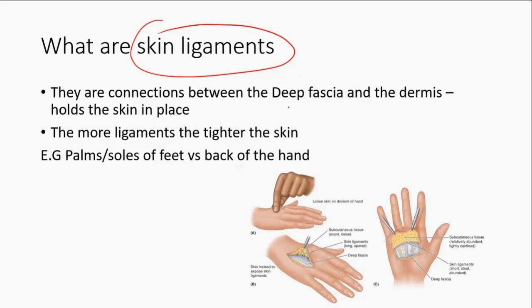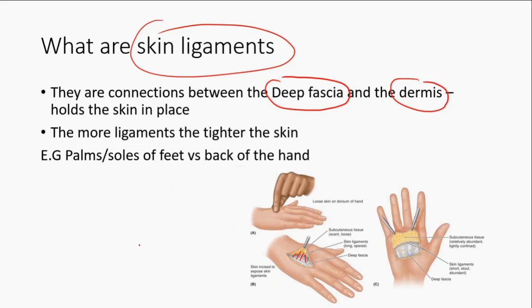So what it does is that between the deep fascia, remember the muscle is covered by deep fascia, and the dermis, there are ligaments that run through like this. If you can see here, the white thing is your deep fascia, and this layer here is your skin, of course, and the yellow thing is your subcutaneous layer, and it's almost like ropes or strings holding it together.